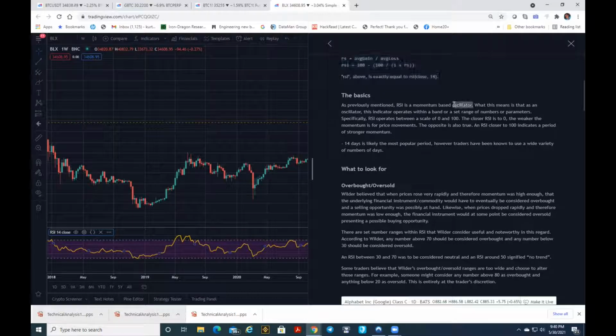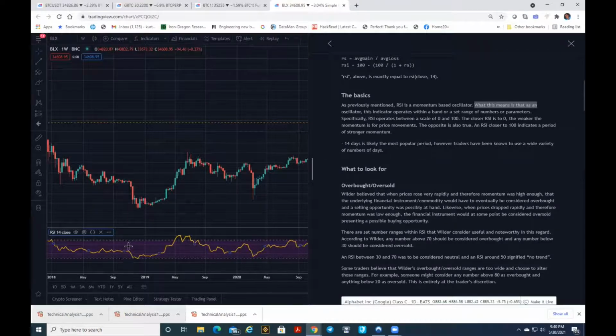So oscillator is a big word for you guys to know. There are different categories of indicators. There's oscillators, and I guess we'll go over the other ones shortly. But what this means is that an oscillator, the indicator, operates within a band or sets a range of numbers or parameters. Specifically, the RSI operates between a scale of 0 and 100. The closer the RSI is to 0, the weaker the momentum is for price movements. The opposite is also true. An RSI closer to 100 indicates a period of stronger momentum.